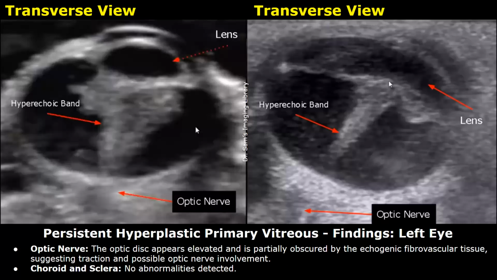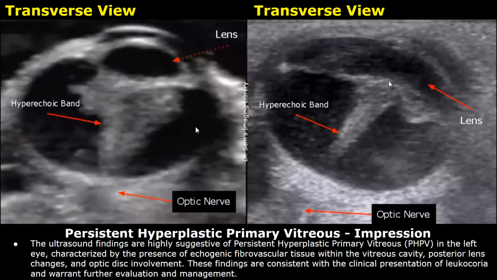The optic disc appears elevated and is partially obscured by the echogenic fibrovascular tissue, suggesting traction and possible optic nerve involvement. The choroid and sclera are normal. This is the impression. The ultrasound findings are highly suggestive of persistent hyperplastic primary vitreous in the left eye, characterized by the presence of echogenic fibrovascular tissue within the vitreous cavity, posterior lens changes, and optic disc involvement. These findings are consistent with the clinical presentation of leukocoria and warrant further evaluation and management.